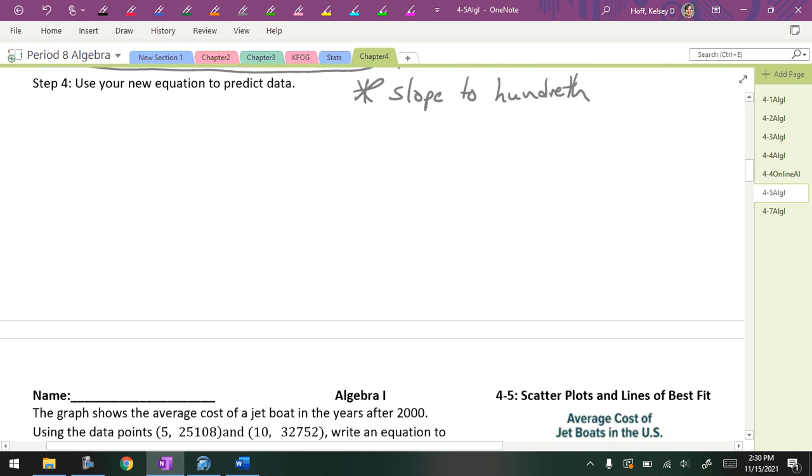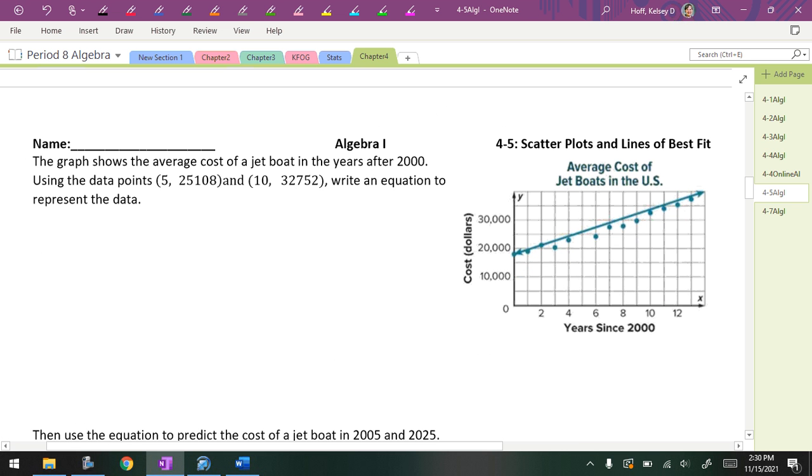Flip it over. So here's a scatter plot they've created for us. The graph shows the average cost of a jet boat in the years after 2000. Using the data points (5, 25,108) and (10, 32,752), write an equation to represent the data. They always want this equation in slope-intercept form. Like I'm going to tell you on your Wednesday and on your Friday test, the computer will say y equals and you fill it in.